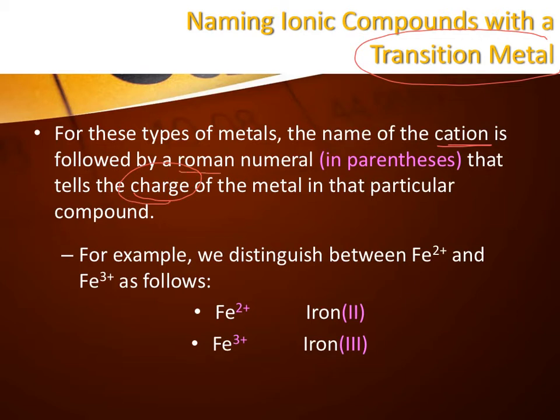We do that by using a Roman numeral to show the charge, and we put the Roman numeral in parentheses. So iron, which is a transition metal, as I said before, can have a charge of +2 or +3. If the compound you were talking about was made from iron with a +2 charge, you would start out by naming the compound iron, then you would put parentheses and Roman numeral 2 to stand for the charge.